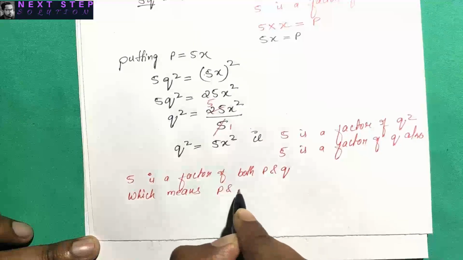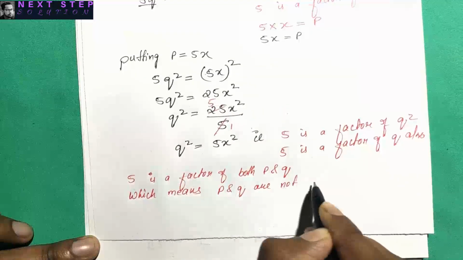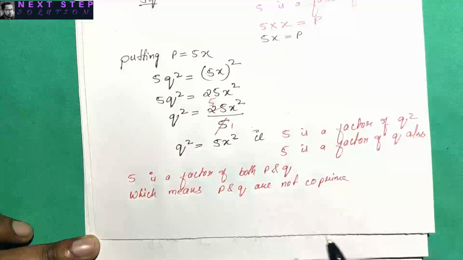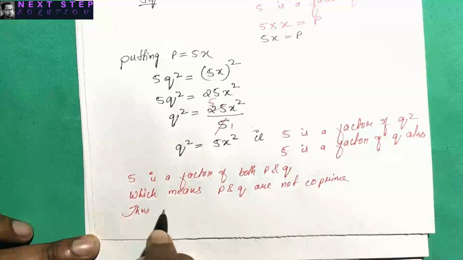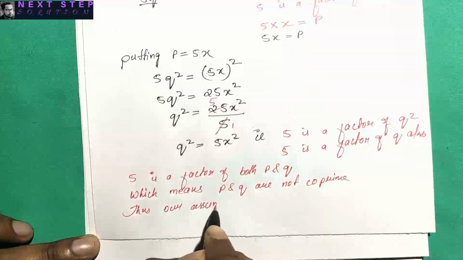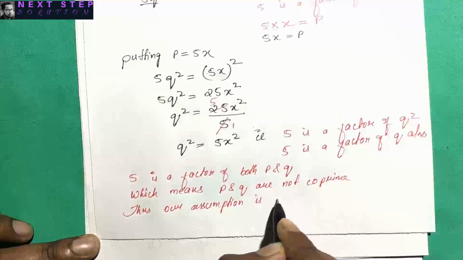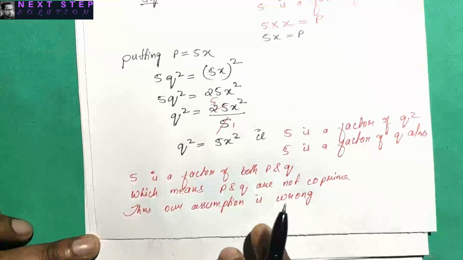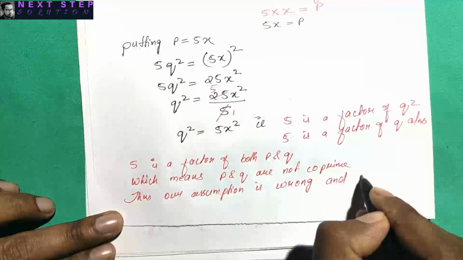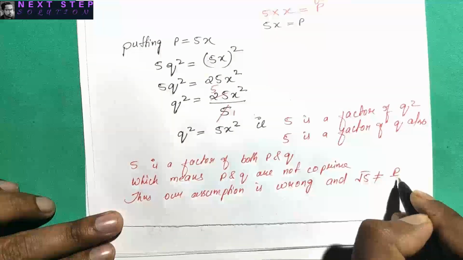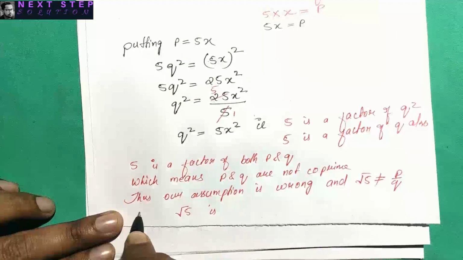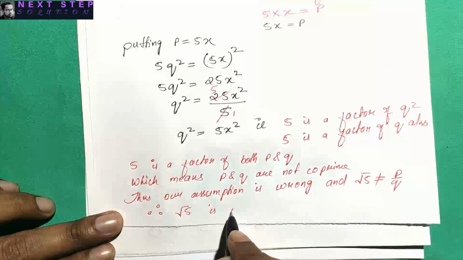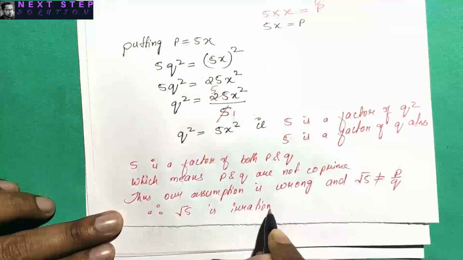Which means p and q are not co-prime, which means our assumption is wrong. Thus, our assumption is wrong and root 5 is not equal to p by q. If root 5 is not equal to p by q, that means root 5 is irrational. Hence proved.